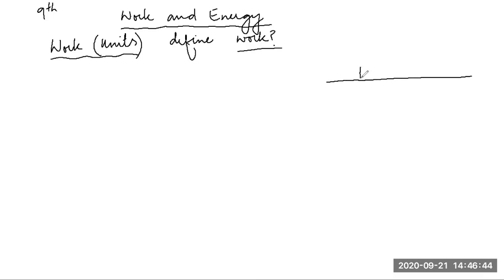Now, students, let's say this is a table. On this table, we have some book. We apply some force F here. Let's say F is 5 Newton. I think we know that the unit of force in SI, System International, is Newton. Now, as a result of application of this force, let's say the book moves from point A to point B.